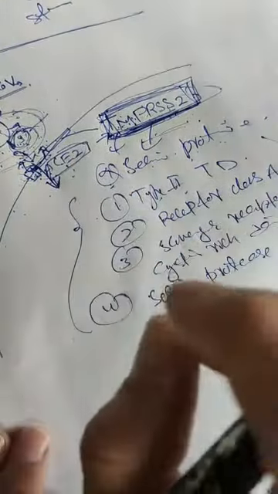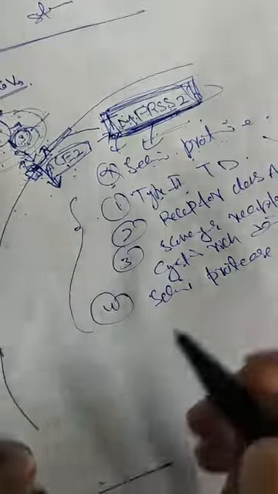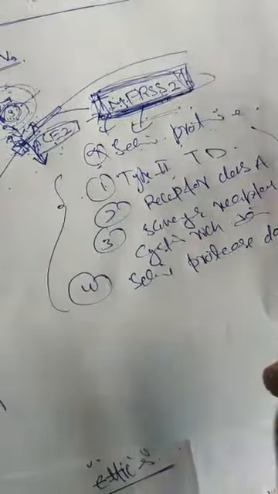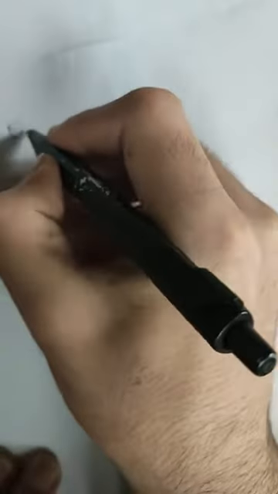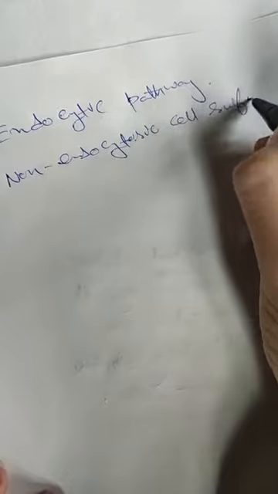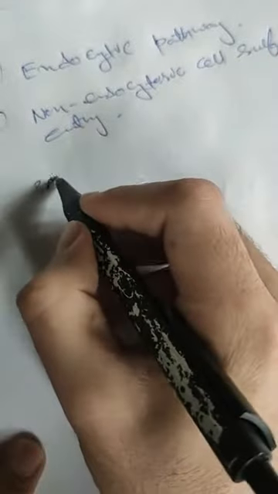Now how does it enter inside this cell and make the host machinery its own? There are two pathways. First is the endocytic pathway, and the second one is non-endocytic cell surface entry. So here, for example, this is a SARS-CoV-2 virion.